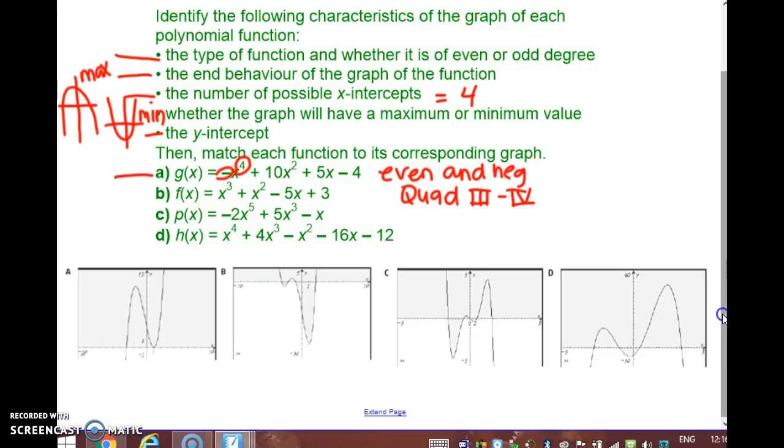Whether the graph will have a max or min, well, we know that even with a negative leading coefficient makes a frowny face. So we would have a maximum value. And the y-intercept is always the constant, the term without the x. So our y-intercept would be -4. So then if we try to match the picture, this one starts in quadrant 3 and ends in 4. It has a maximum, intercepts of 1, 2, 3, 4. And it's even and negative.